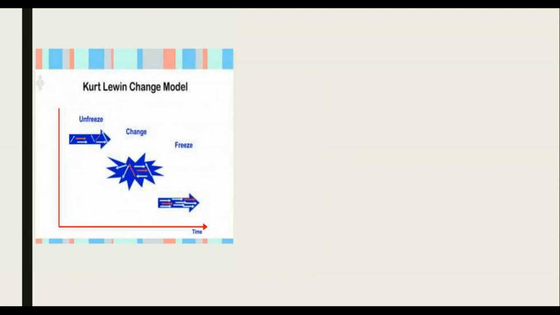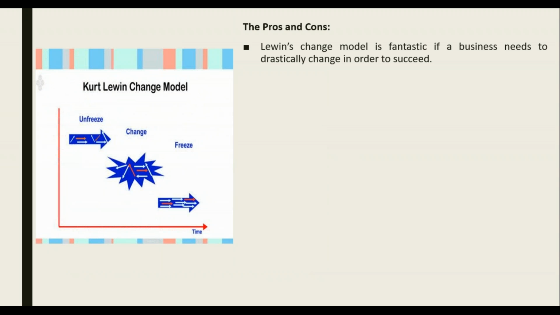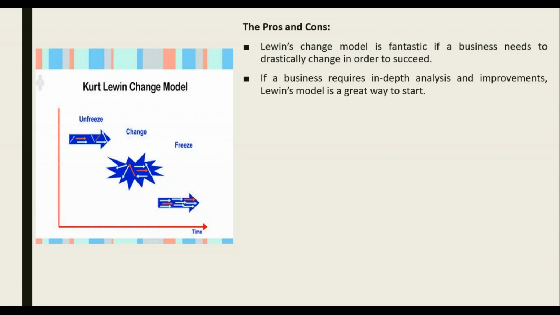Let's start with Lewin. Lewin's model is fantastic if a business needs to drastically change in order to succeed. If it's known that a business requires in-depth analysis and improvements, Lewin's model is a great way to start. It excels at uncovering hidden mistakes which were taken for granted, since every aspect of whatever it is to be changed has to be analysed.